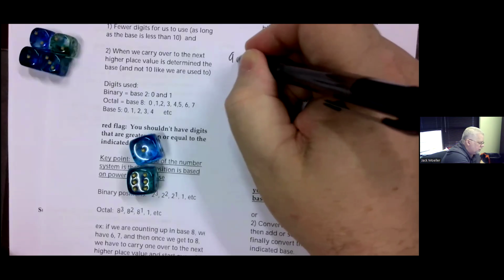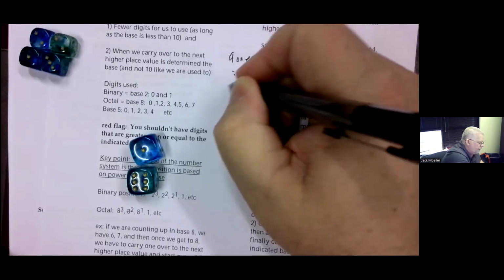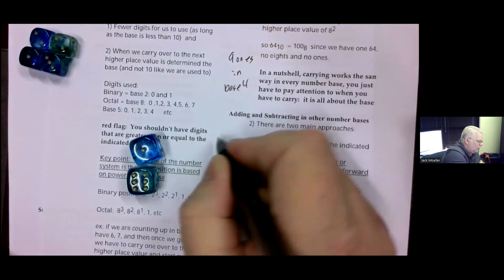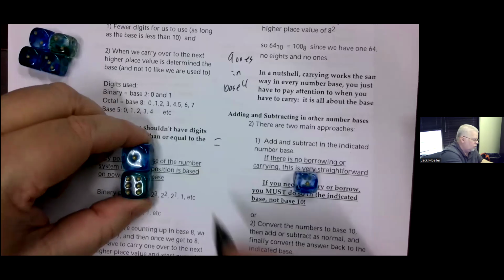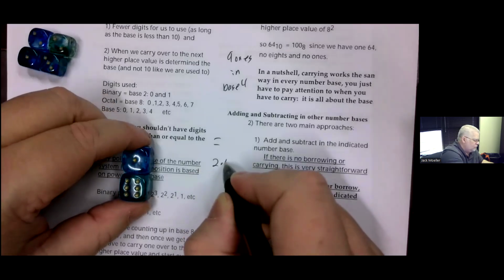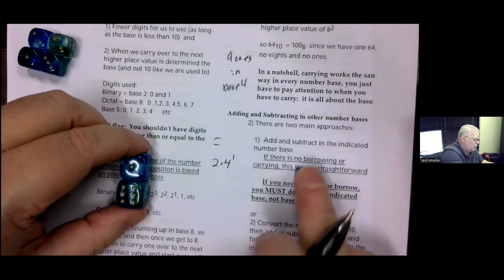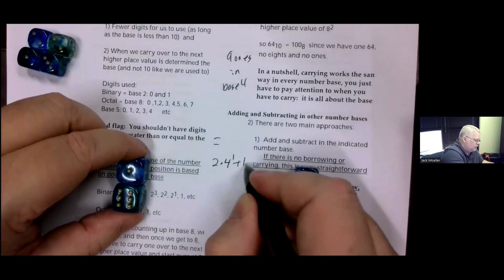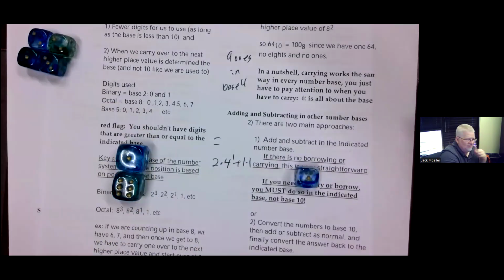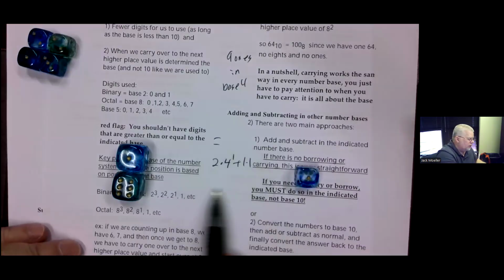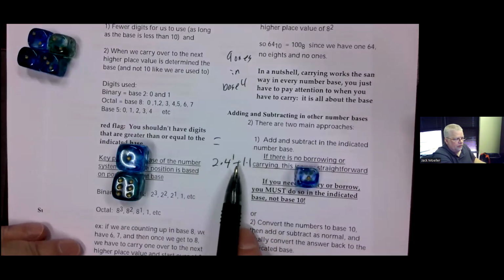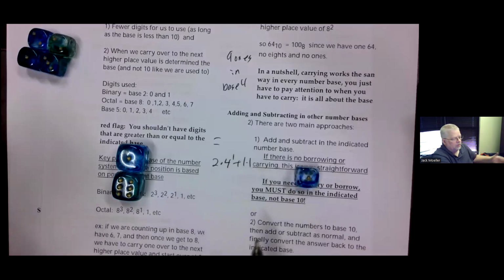So if I had 9 ones in base 4, what that is equal to is now we have 2 4s. So 2 times 4 to the first, and then 1, 1. We're going to have to get used to doing this expanded place value for bases other than 10. So if this didn't make a lot of sense, I apologize.